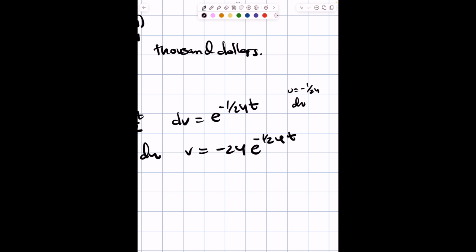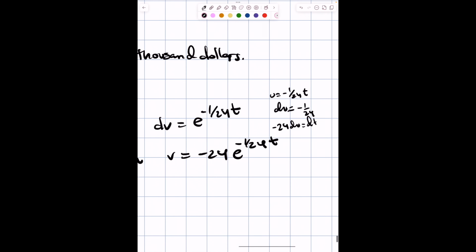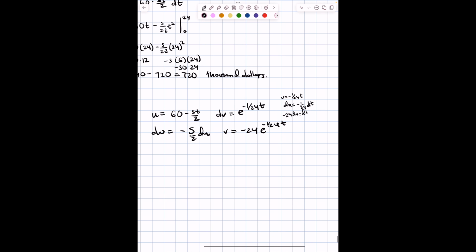This is because you basically let u be negative 1 over 24t. And then du is equal to negative 1 over 24 dt. And then you have to solve for negative 24 du is equal to dt. Something like this. So that's the reason why.